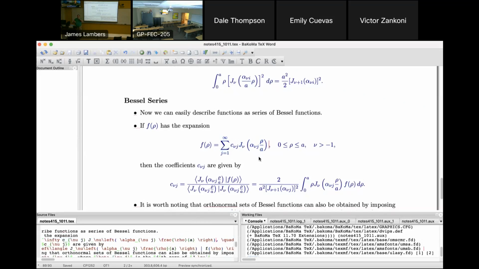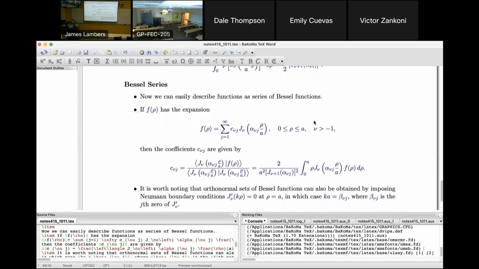But the idea is you have a function f of rho that's defined, for instance, maybe on a disk of radius a. And it's only dependent on the radial variable. It's not dependent on your angular variable of theta or phi. This is how you can describe it.